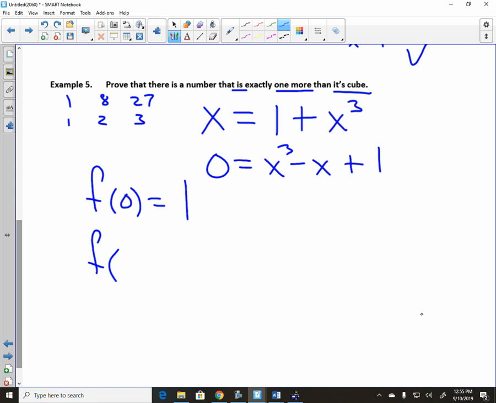Can somebody think of a number I would plug in where I would get a negative? Throw out a number. -1? We could try -1. -1 cubed is -1 minus -1 plus 1. Does that one work? No, we get 1. What did you say, Connor? Let's try -2. What's -2 cubed? -8 minus -2 plus 1.